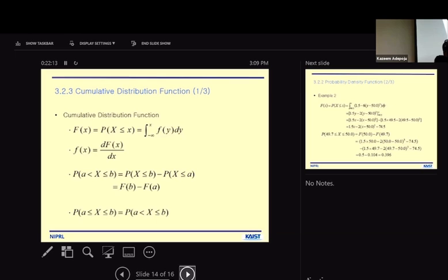And when we are talking about a continuous random variable, there is no difference between less than and less than or equal to. There is no difference between greater than and greater than or equal to. In fact, there is no difference between any form of this, where S lies between A and B.